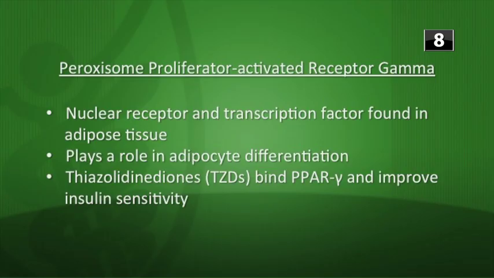Next, what is PPAR gamma and how is it relevant to the treatment of diabetes mellitus? So PPAR gamma is peroxisome proliferator-activated receptor gamma, which is a nuclear receptor and a transcription factor that's found in adipose tissue, and it's important in adipocyte differentiation. So it's relevant to treating diabetes because there's a certain class of diabetes medications called the thiazolidinediones, or TZDs, that bind to PPAR gamma, and that is going to improve insulin sensitivity.